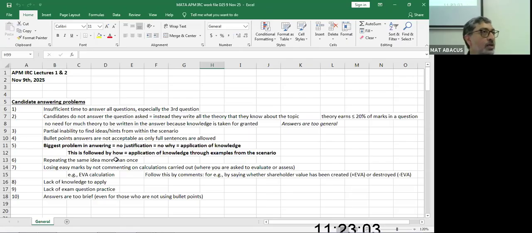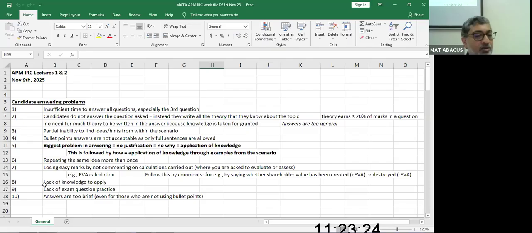Repeating the same idea more than once. Yeah, that means using the same point or the same justification. Losing easy marks by not commenting on calculations carried out where you are asked to evaluate or assess. Example, you're asked to do EVA evaluation, you do the calculation. You must follow it by comments, for example, by saying whether shareholder value has been created or destroyed.